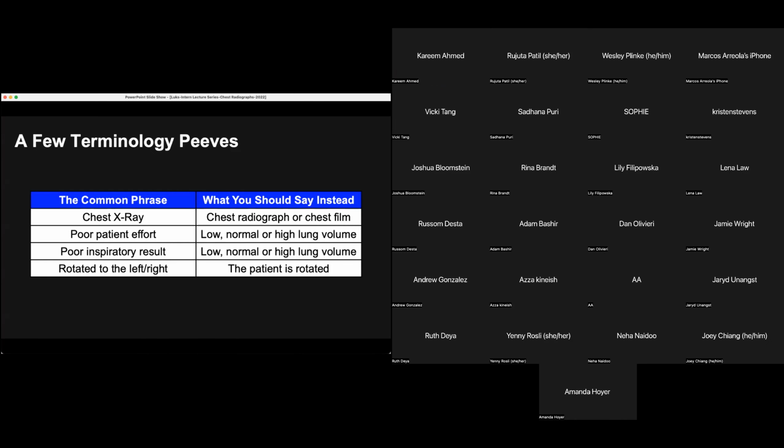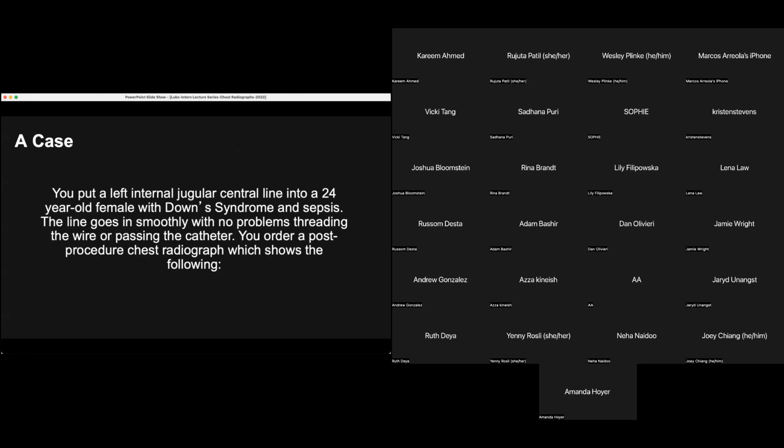So with my few terminology peeves out of the way, let's get started with a case. You're doing one of your first central lines in residency, and you put a left internal jugular central venous catheter into a 24-year-old female patient with Down syndrome and sepsis. The line goes in smoothly with no problems threading the wire or passing the catheter, and you order a post-procedure chest radiograph, which shows the following. I'll let you take a look at that for a second. So it's a left internal jugular line that you see here. So you look at the film and think about the position of that catheter.